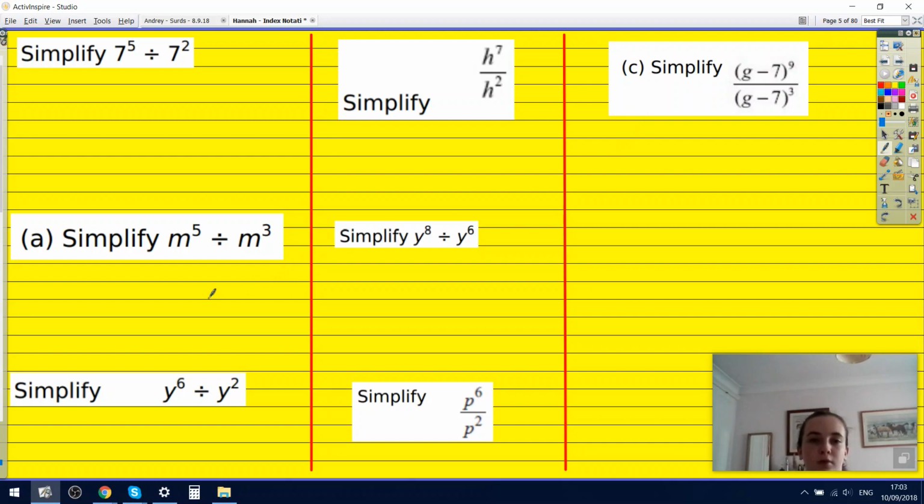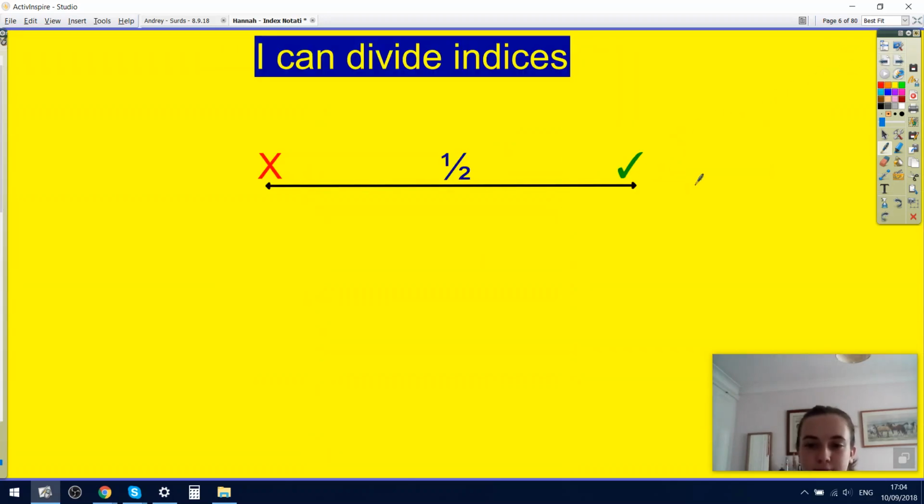What would be the one on the middle left? M to M squared. How about top middle? H to the power 5. And top right? G minus 7 to the power of 6. Well done. Okay, you've got it. Fine there. So I can divide indices x a half or tick? Tick. Yeah.